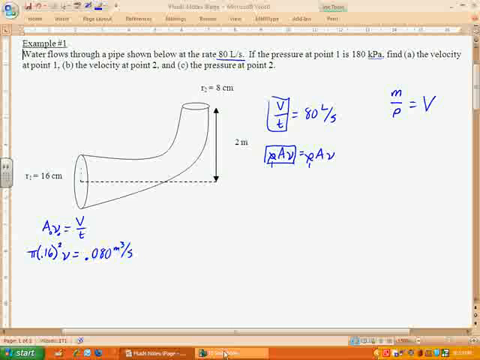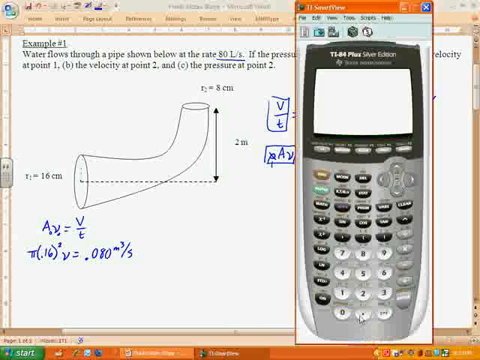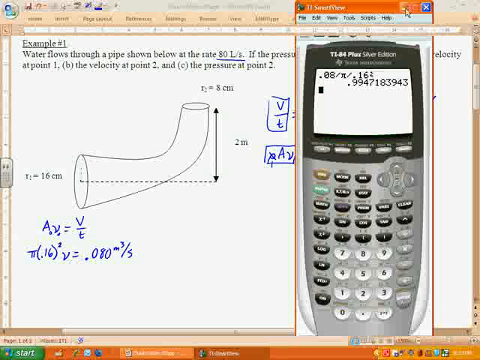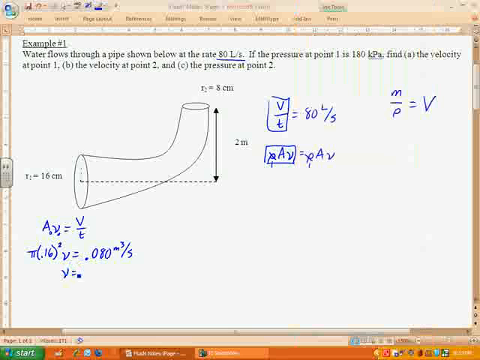So we'll go ahead and take that. We'll take the 0.08, we'll divide by pi, and then we'll divide by 0.16 squared, and that will give us the velocity, which is 0.99 meters per second. So that is the velocity at point 1 at the very beginning. All right, now part B says what is the velocity at point 2?